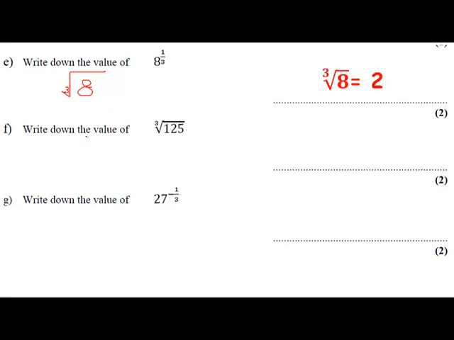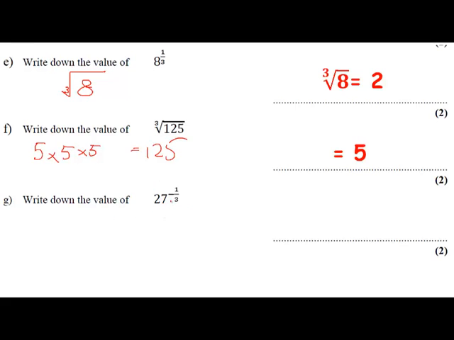All right, part F, the cube root of 125. What 3 same numbers times together to give you 125? Now 5 times 5 times 5 is 125. So the cube root of 125 is simply going to be 5. So far, you should be familiar with all of this. We've done many of these in class.